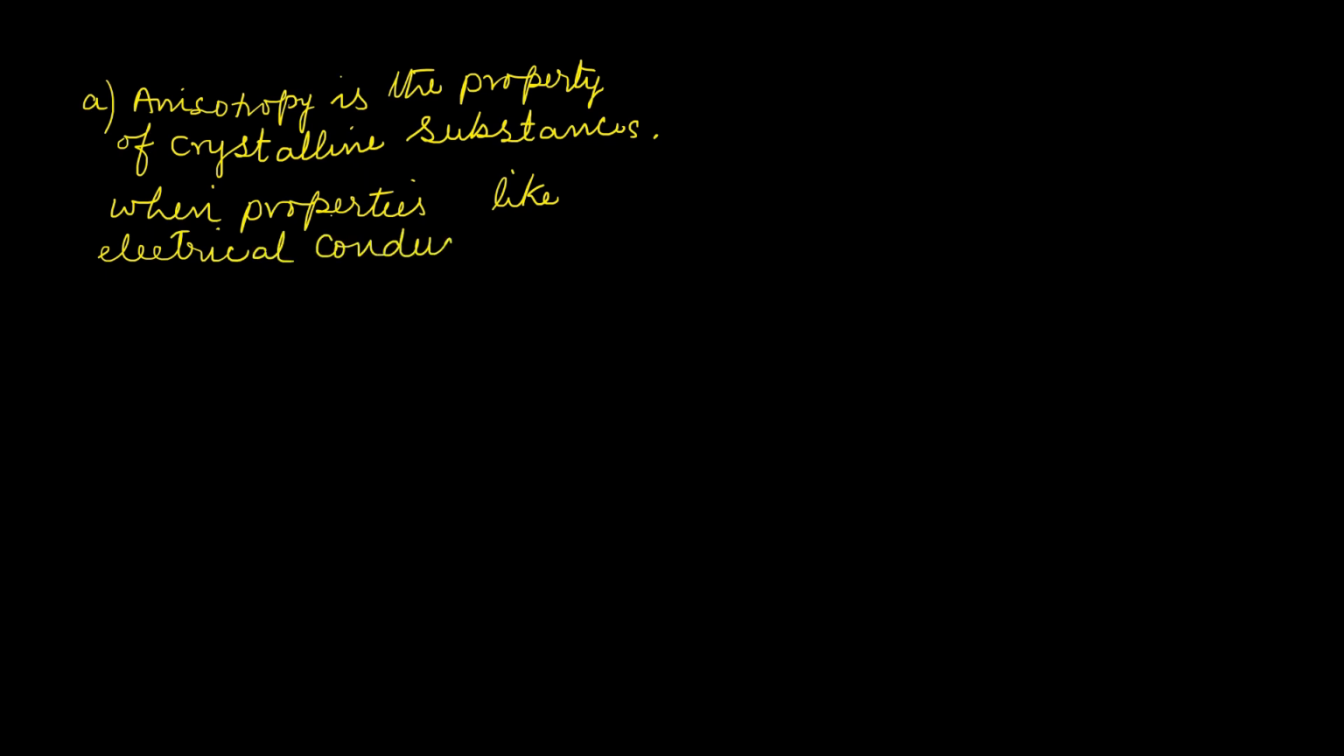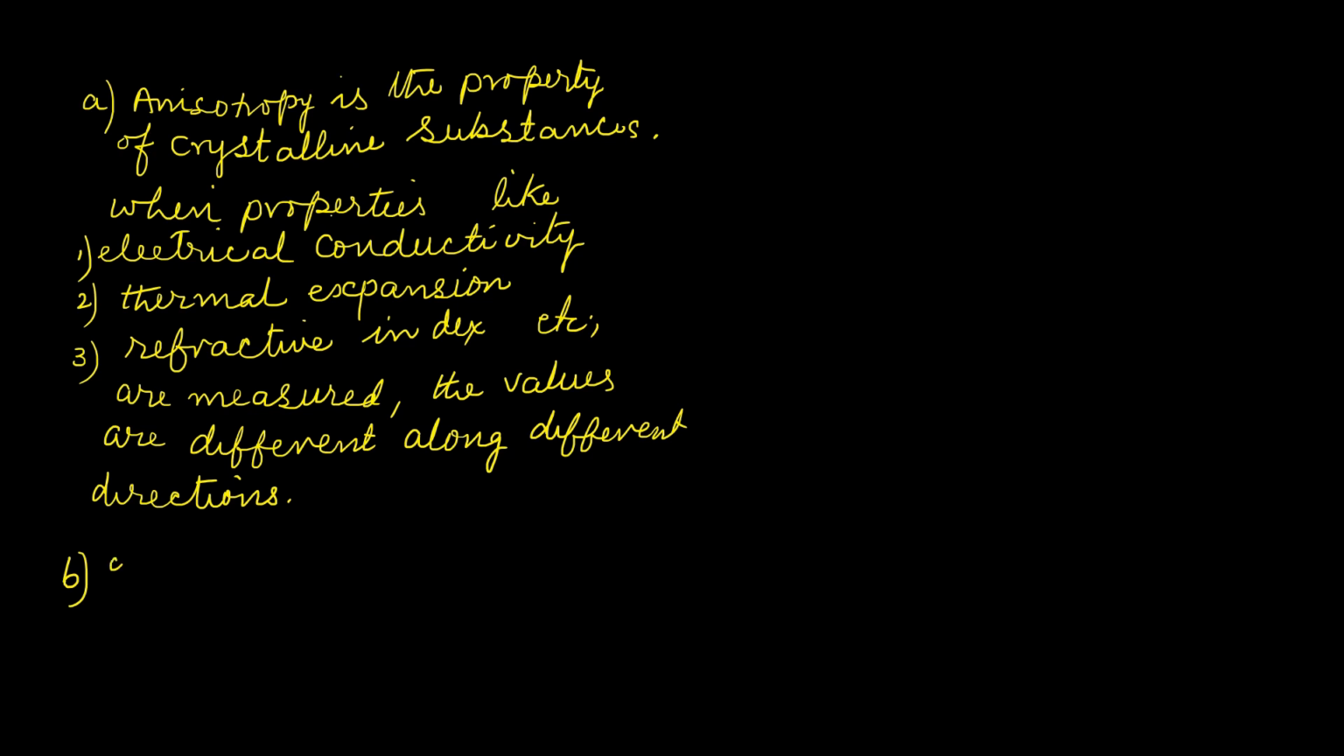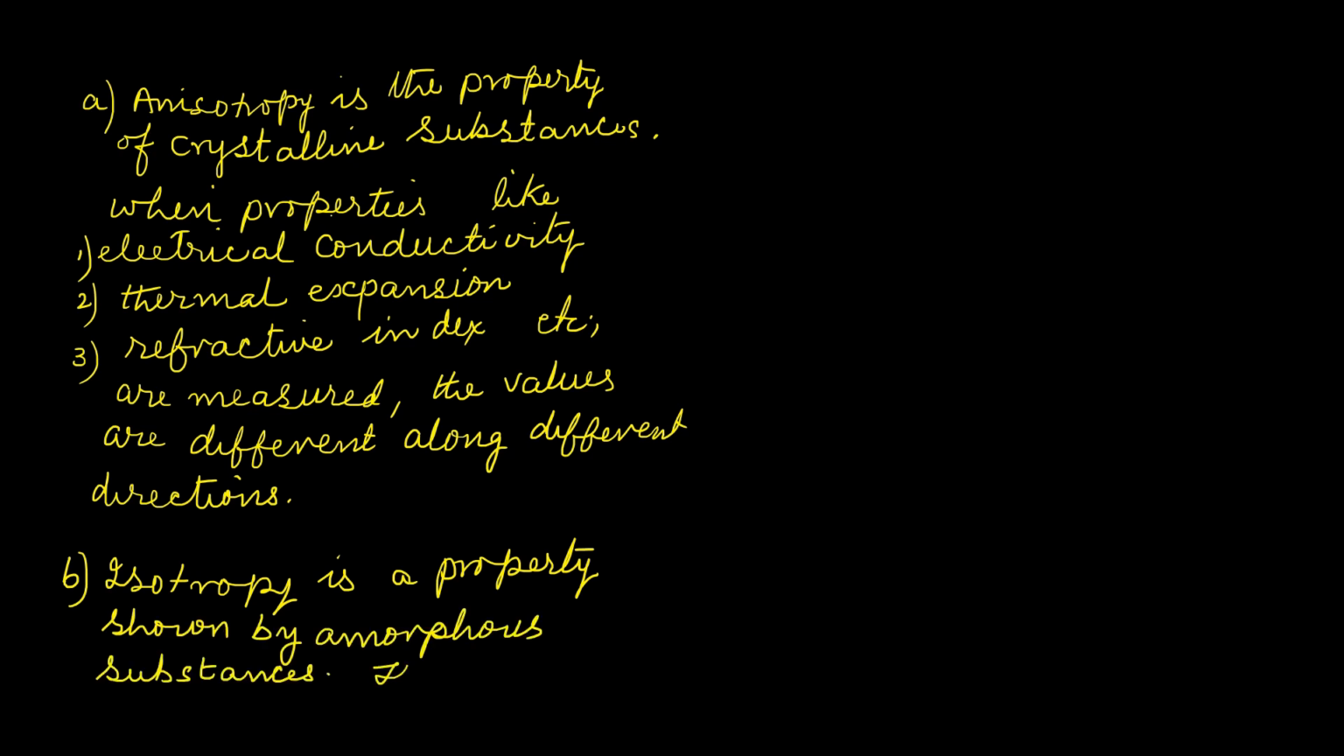Let us note down the answer for section A. Anisotropy is a property of crystalline substances. When properties like electric conductivity, thermal expansion and refractive index are measured, their values are different along different directions. Section B. Isotropy is a property shown by amorphous substances. They show the same property when measured along any direction.